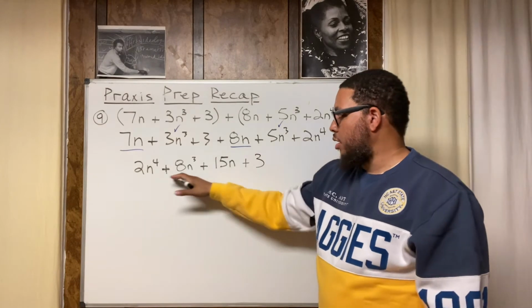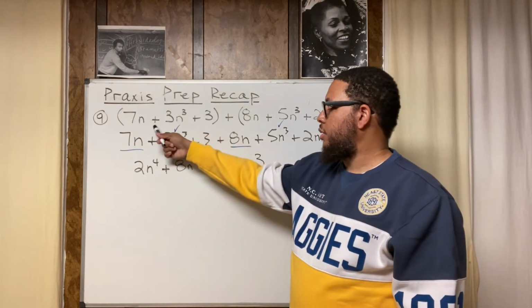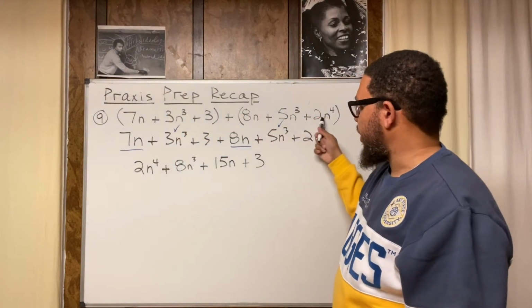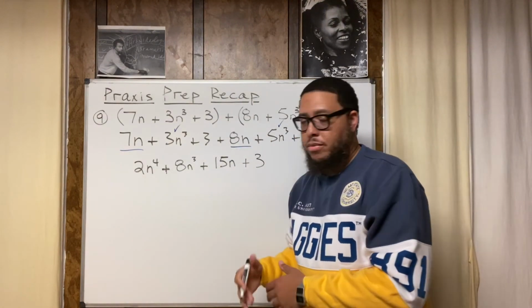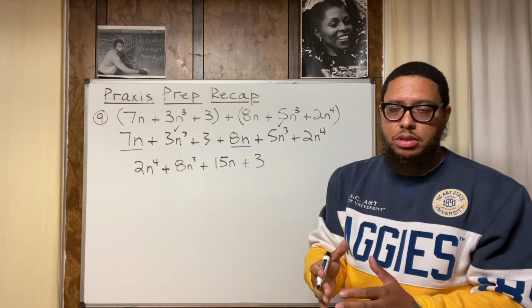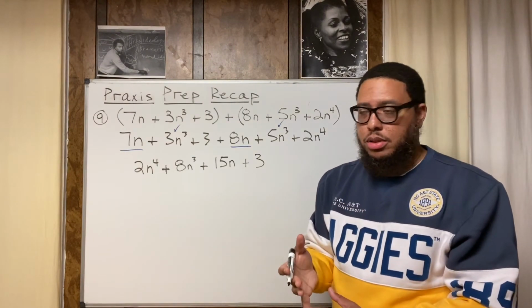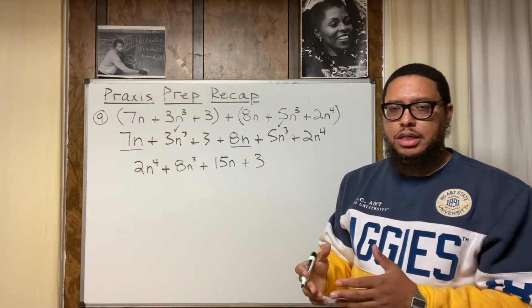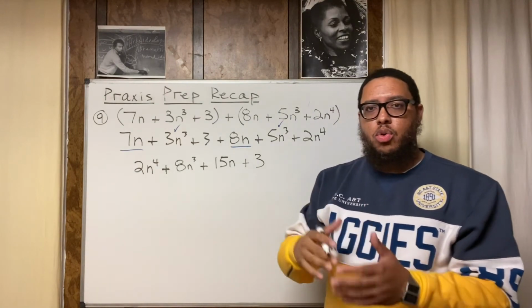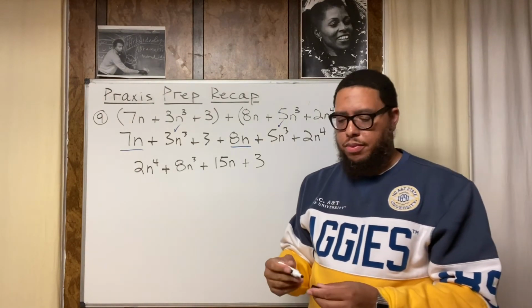So this is the sum of this trinomial plus this trinomial. All right. So we dropped the parentheses, identified our like terms, and combined our like terms. And we wrote our answer in standard form, which is basically in descending order according to the exponents. You know what I mean?